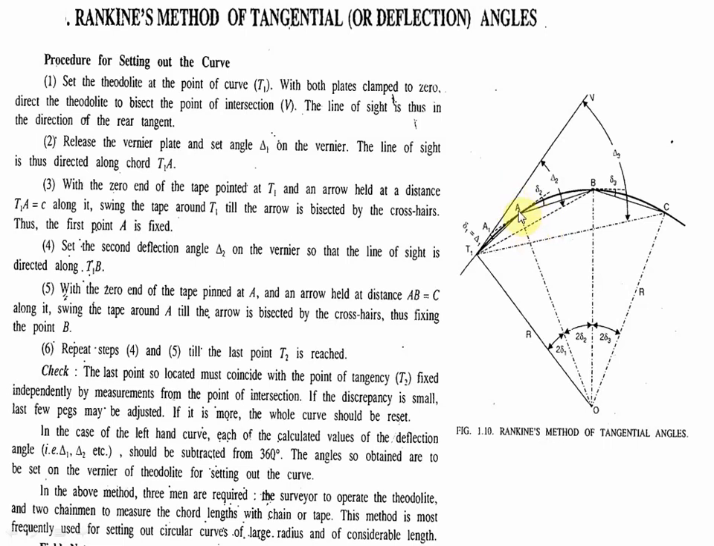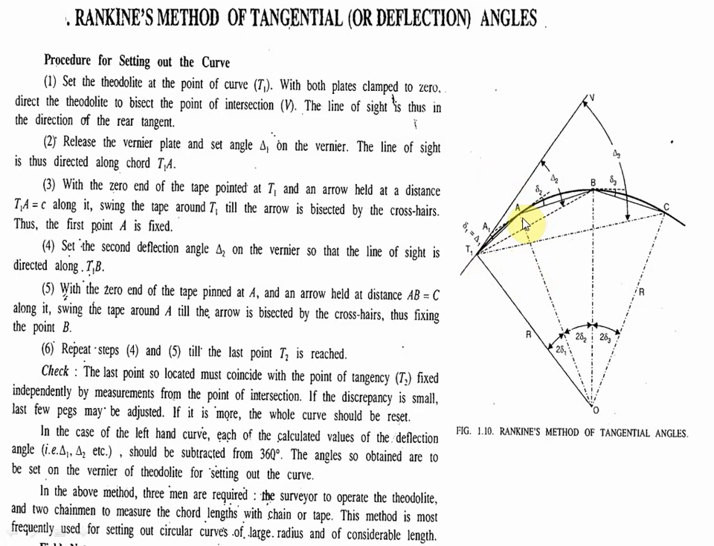Fix the point A. How will you do it? After bisecting the angle and setting the angle delta 1, hold the zero end of the tape at T1, and hold the arrow at the distance T1A, that is the first chord length. Swing it till that arrow is bisected by the crosshairs. When the arrow is bisected by the crosshairs, at that point you have to fix the point A.